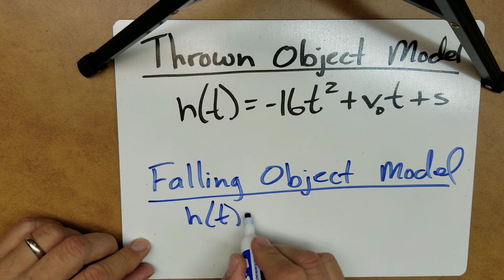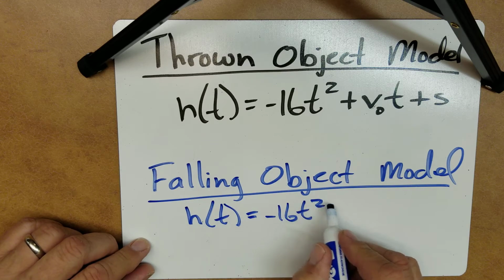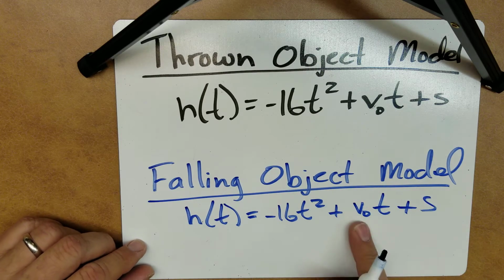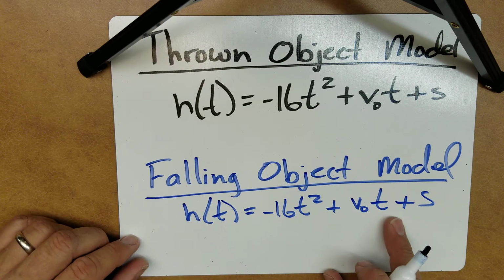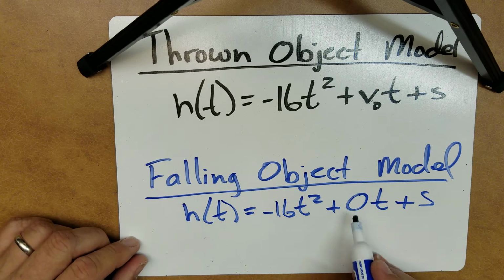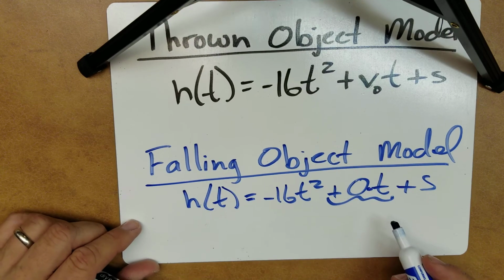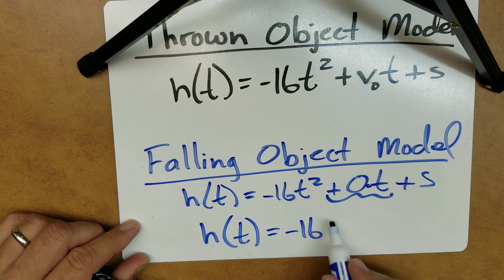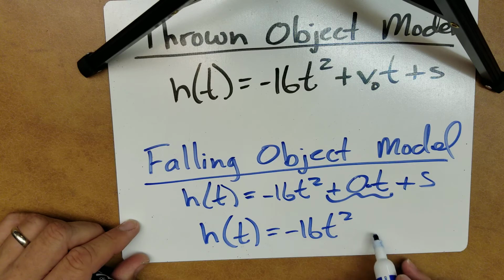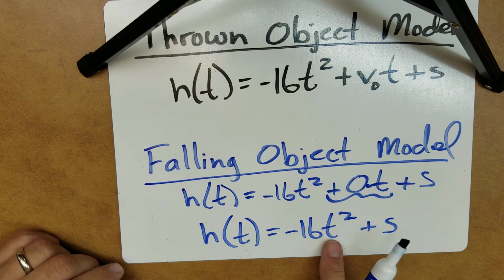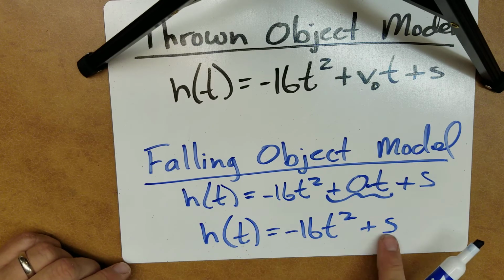You get h of t equals -16t squared plus v sub naught t plus s. But what if this v naught is 0 like that? Well, then this just disappears. 0 times t is 0. So the falling object model becomes -16t squared plus 0 plus s. In other words, all we're dealing with is time, the height at a given time, and the initial height.